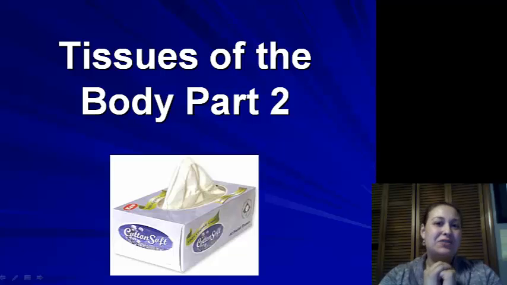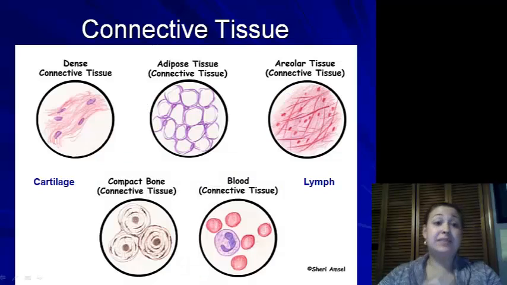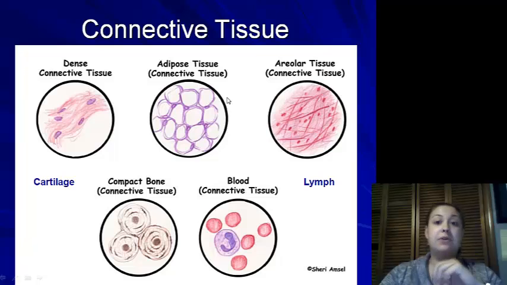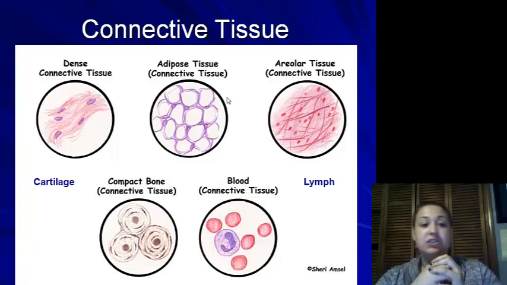Today we're going to be talking about tissues of the body, part 2. Specifically, connective tissue. We have dense connective tissue, adipose tissue, areolar tissue, cartilage, compact bone, blood, and lymph.